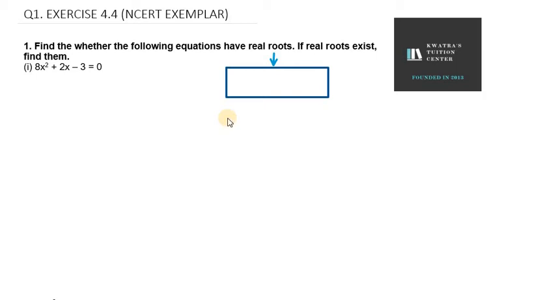Hello everyone, in this video I am going to talk about exercise 4.4 question number 1 of NCERT example. Let's start with it. It says find whether the following equations have real roots.